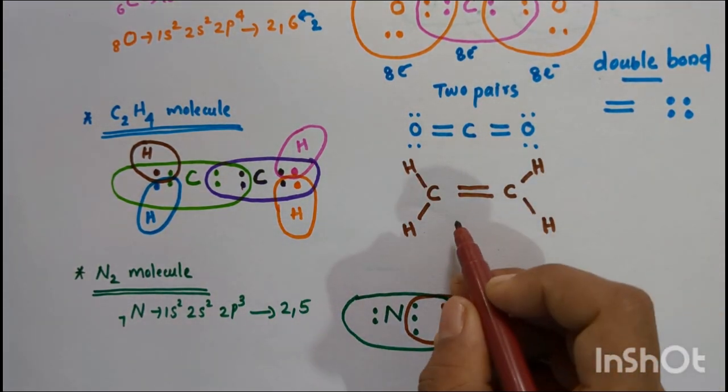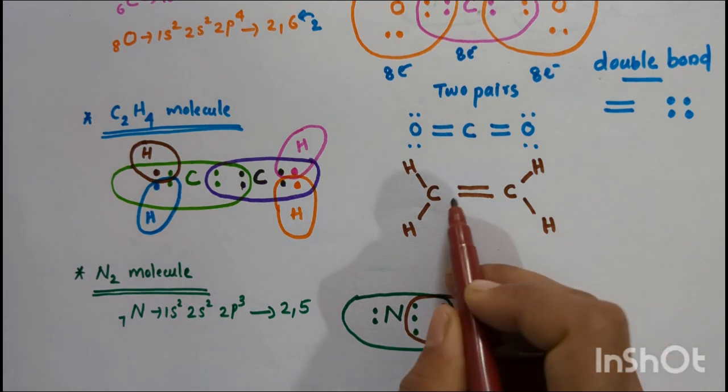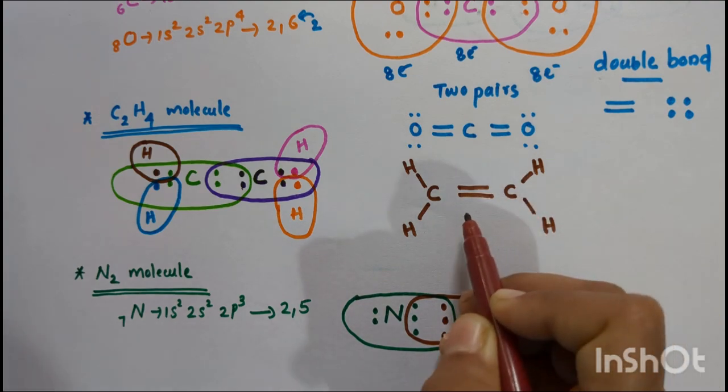So we can represent the double bond between the 2 carbon atoms and the single bonds between the carbon and hydrogen atoms like this.